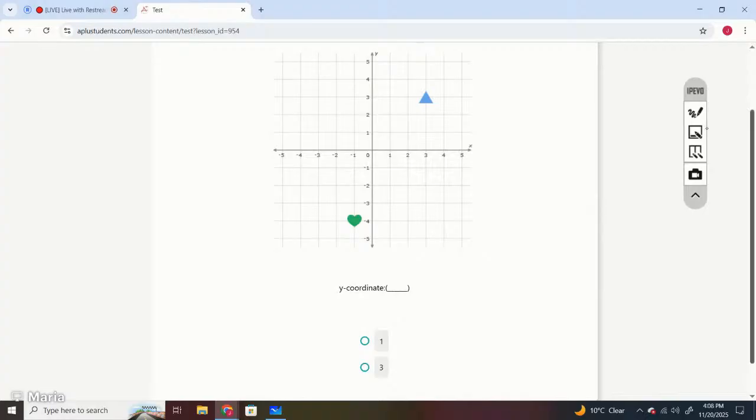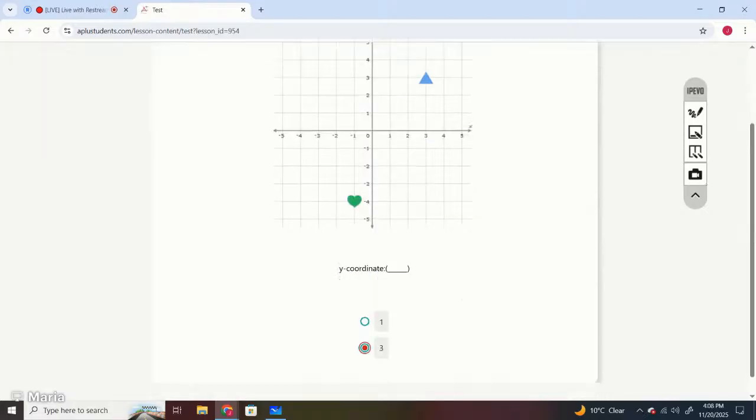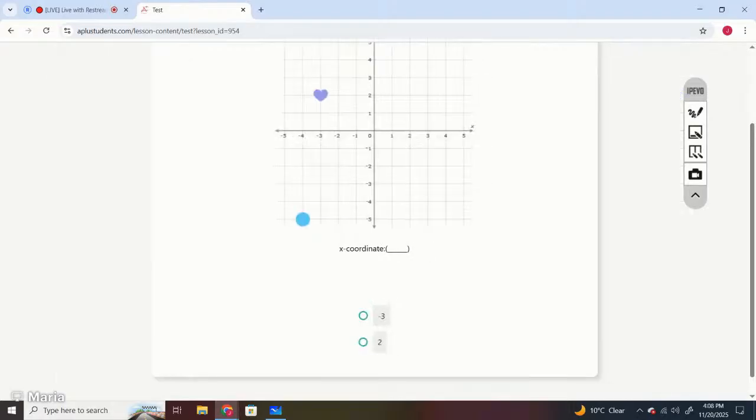What is the y coordinate of the triangle? So here is the triangle. Match it to the y-axis, so it goes with 3. So the y coordinate is 3. Option number 2 is the correct option.